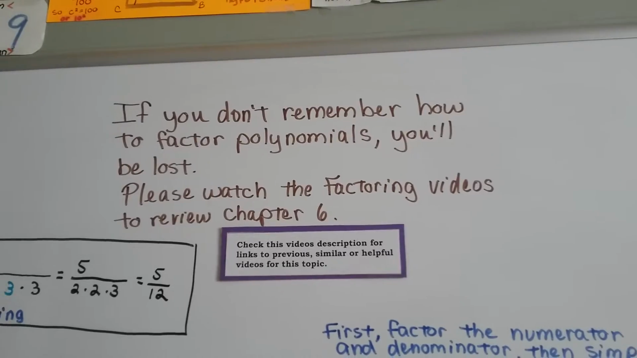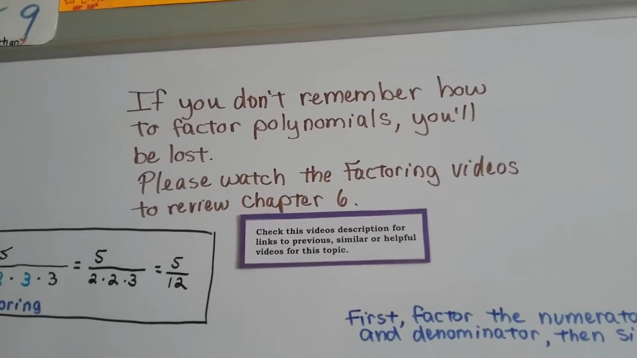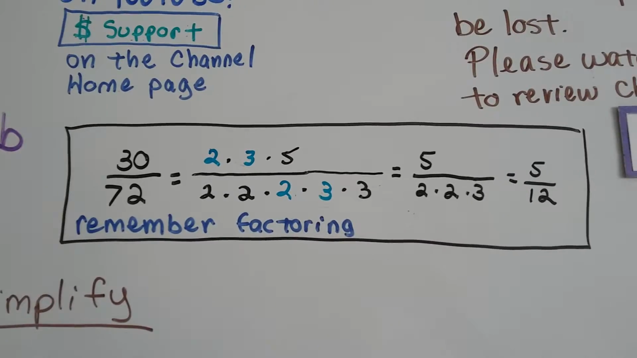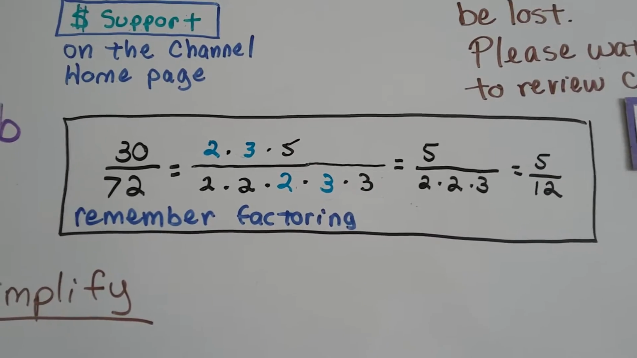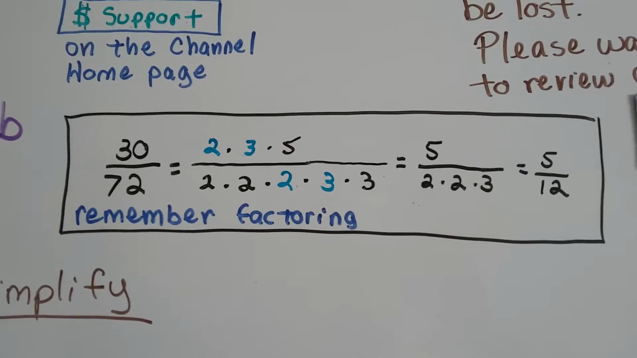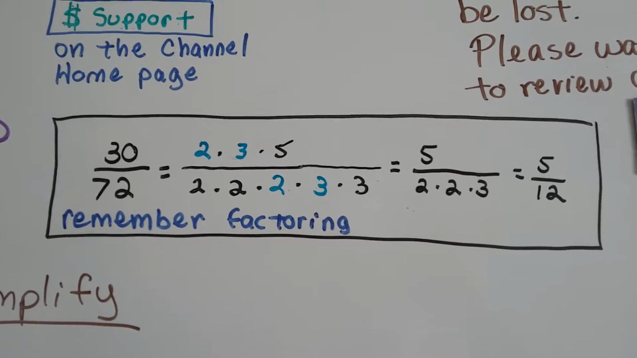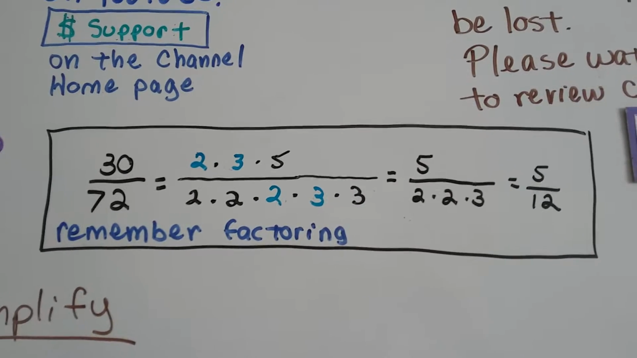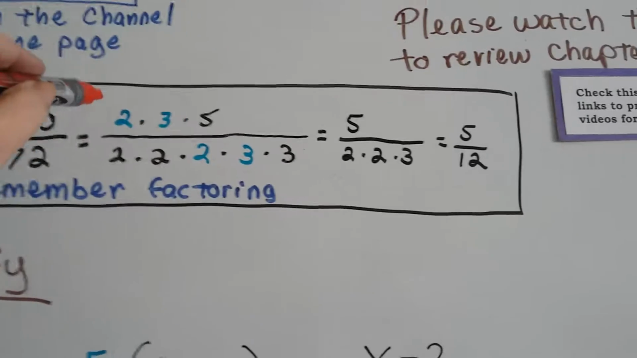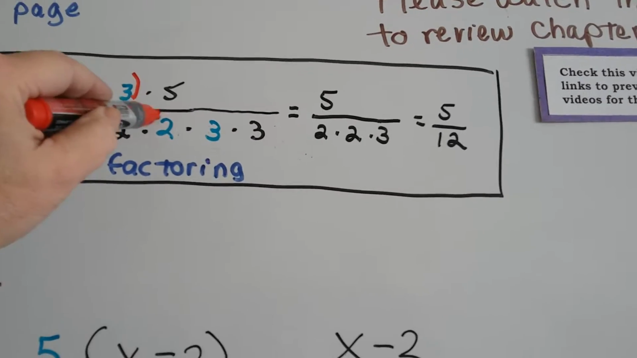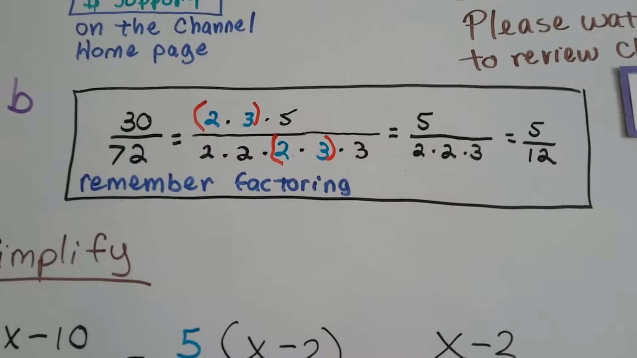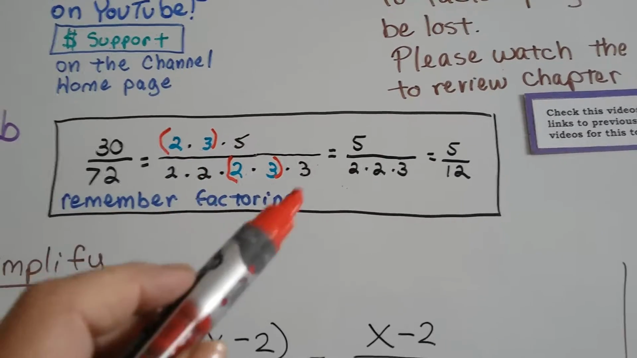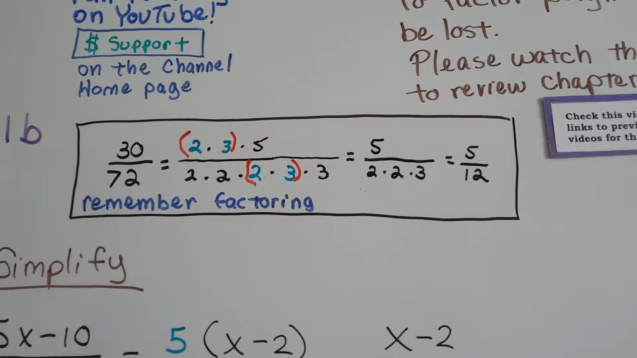You really have to remember squaring binomials, squaring trinomials. You need to remember that, okay? And just remember factoring in general. If we have 30 over 72, if we factor the 30, we get 2 times 3 times 5. And we factor the 72, we get 2 times 2 times 2 times 3 times 3. And this 2 times 3 and this 2 times 3 can be canceled out, can't they? We can divide them out. And we'll be left with 5 over 2 times 2 times 3, which is 5/12. You remember how to do that?